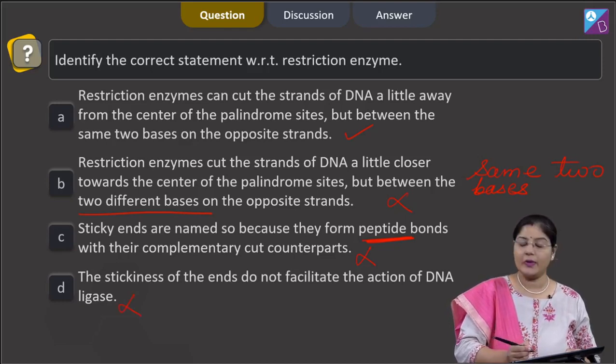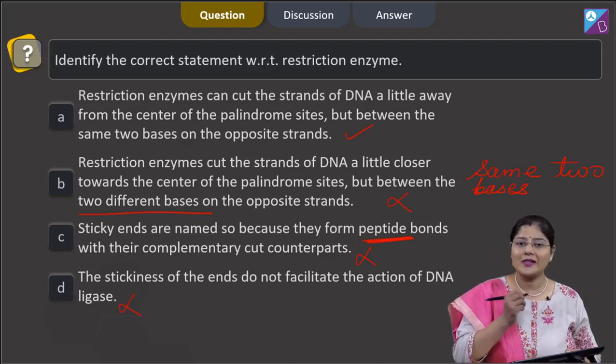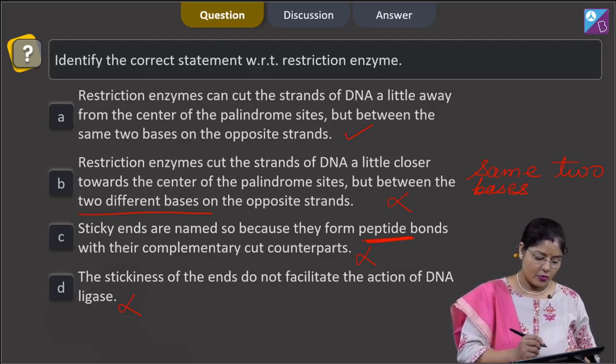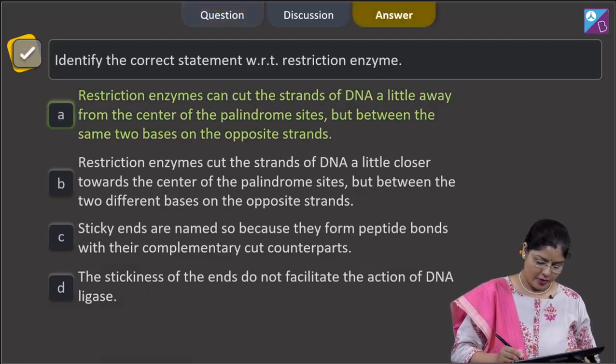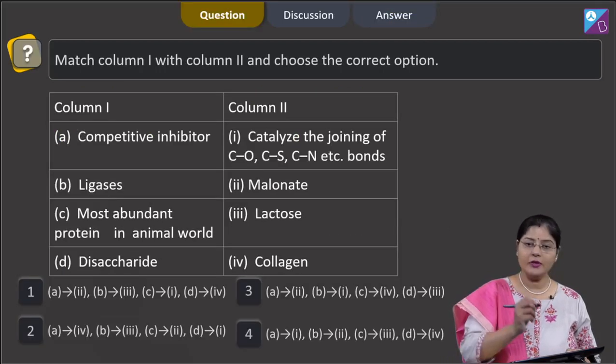This is incorrect because the stickiness of the ends facilitate the action of the enzyme DNA ligase. So, correct statement is given in option 1. Proceeding to the next question.